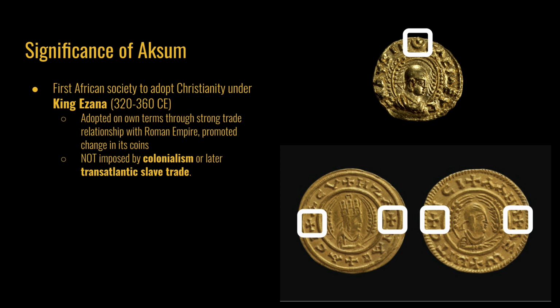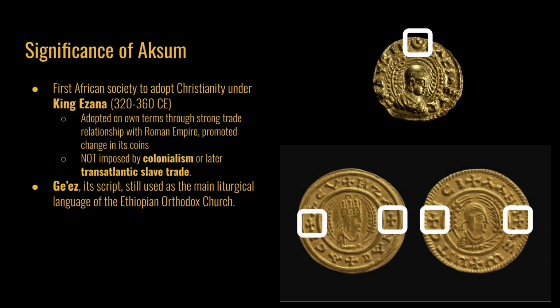Axum's adoption of Christianity influenced the religious landscape of Ethiopia, making it one of the oldest Christian nations. The Axum Empire also developed its own written language called Ge'ez, which is still used as the main liturgical language of the Ethiopian Orthodox Church. It also has ties to the modern languages of Tigrinya and Tigray, spoken in Ethiopia and Eritrea.